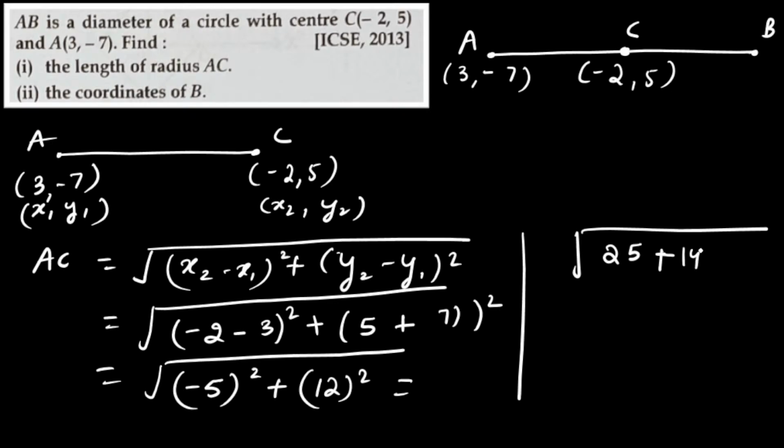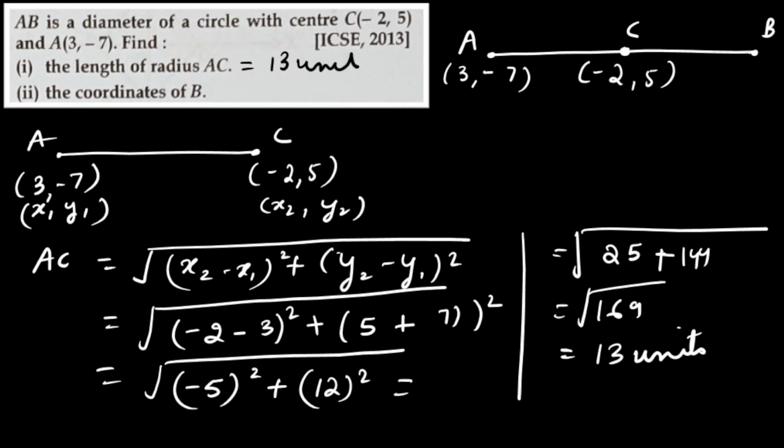Plus 12 square is 144, which equals root 169. The square root of 169, if you solve it, is 13 units. So the length of AC, which is the radius here, is equal to 13 units. So Tarun, Navya, Shreyasi and Jayashree have found the answer 13 units.